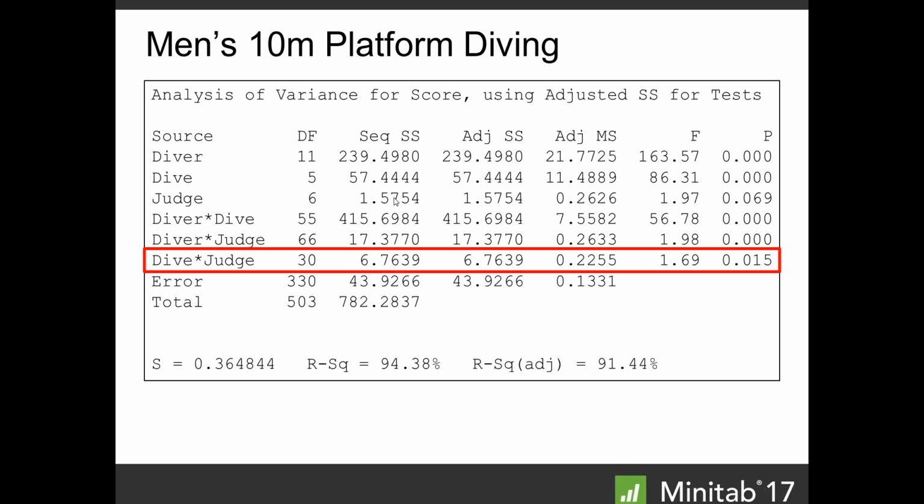But just considering the numerator degrees of freedom here, judge only has 6 degrees of freedom. Diver by judge has 66. So it's an apples and oranges comparison. You can't directly compare those two.